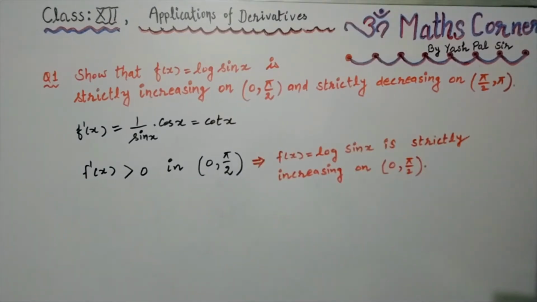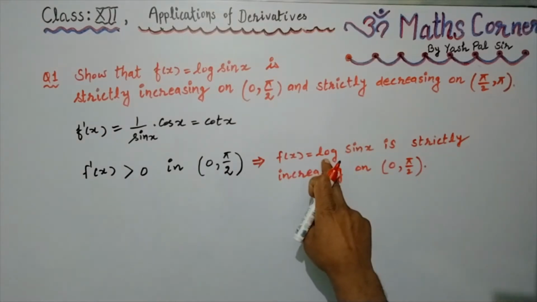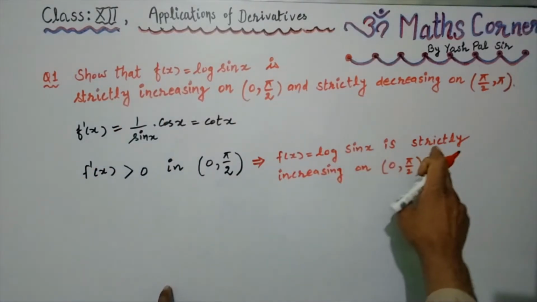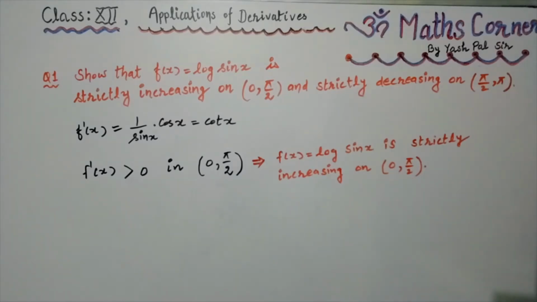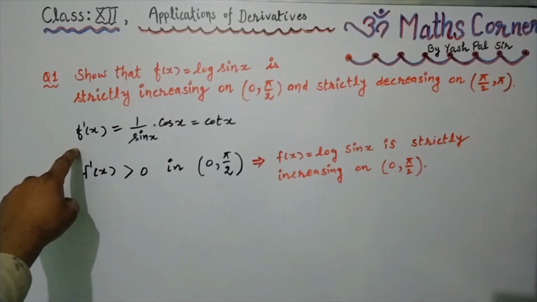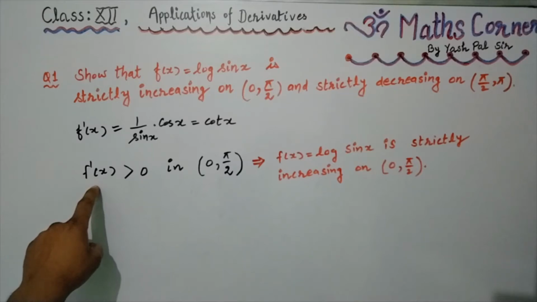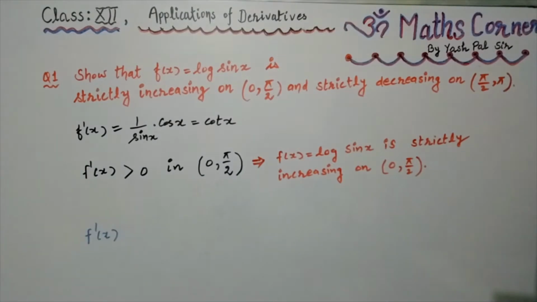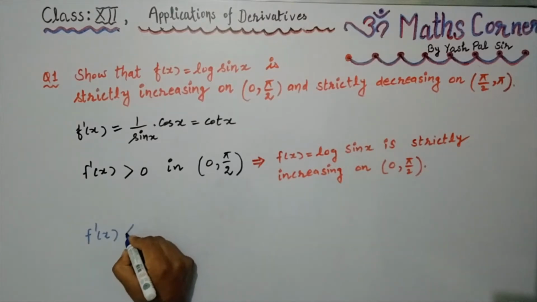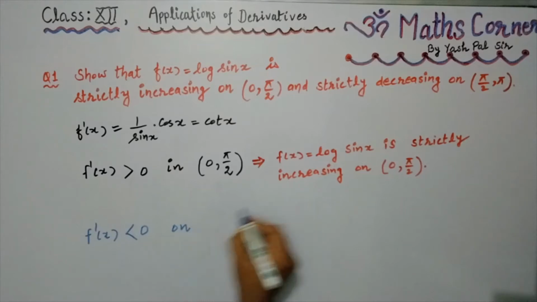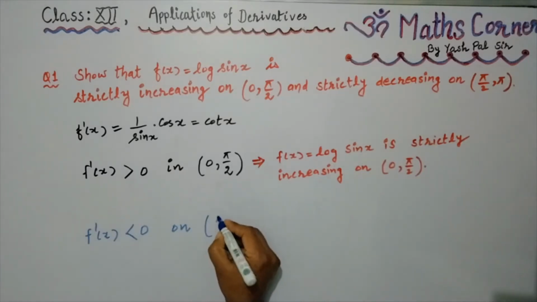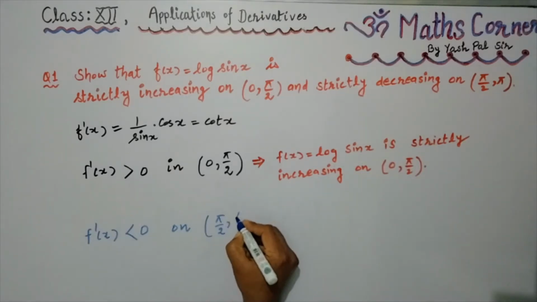So this implies f of x is equal to log of sin x is strictly increasing on 0 to pi by 2. Similarly, now we see where this derivative is less than 0. Now here f dash x is less than 0 on pi by 2 to pi.